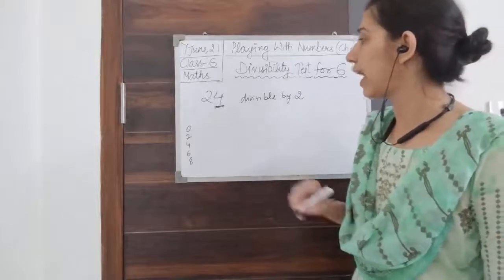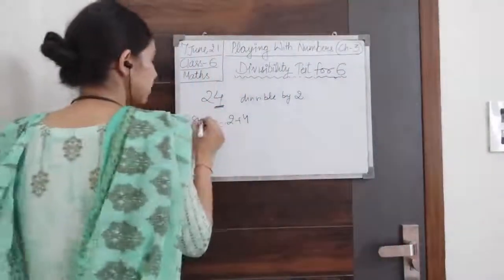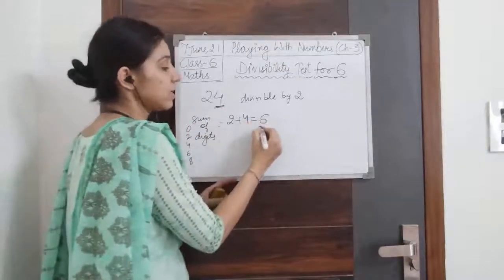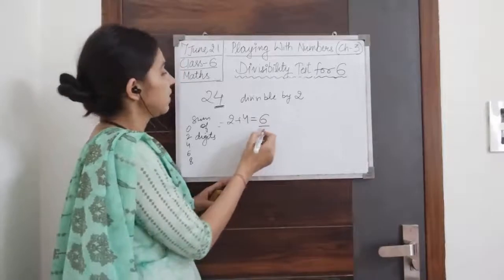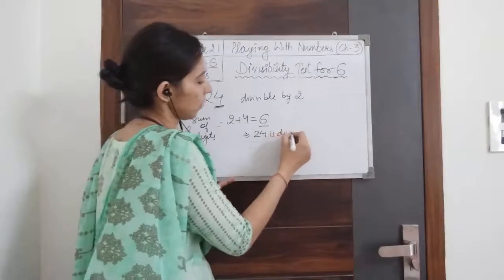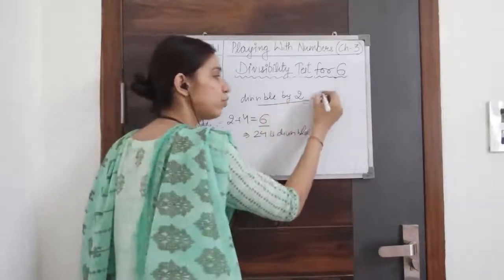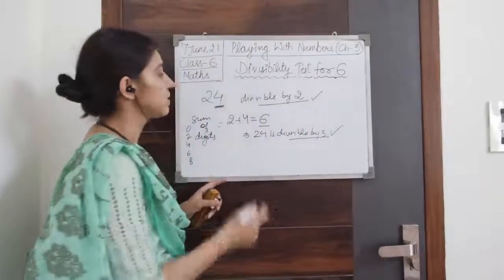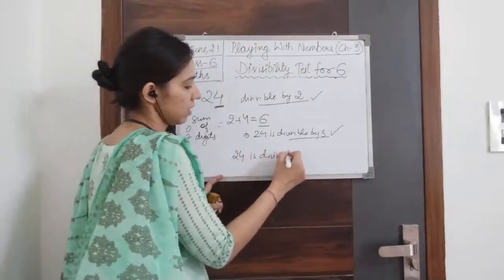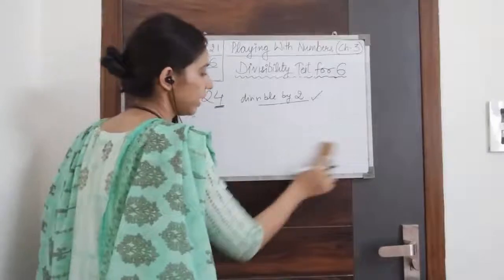Now we have to check divisibility by 3. Divisibility by 3 says that sum of digits क्या होगा आपका? 2 plus 4, sum of digits is 2 plus 4, that is 6. 6 is divisible by 3, right? Then 24 is also divisible by 3. And because it is divisible by 2 and divisible by 3, it means this number is divisible by 6. ठीक है.